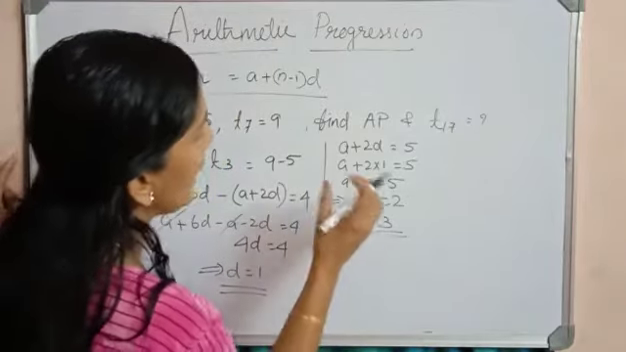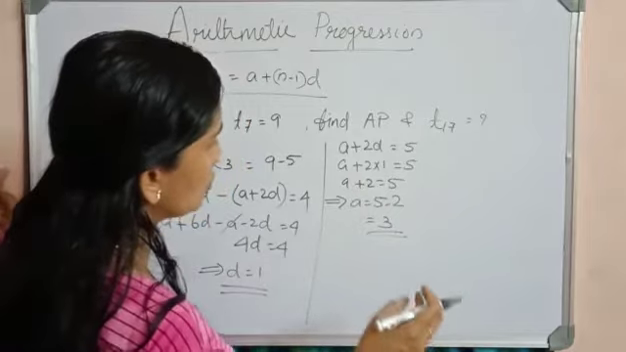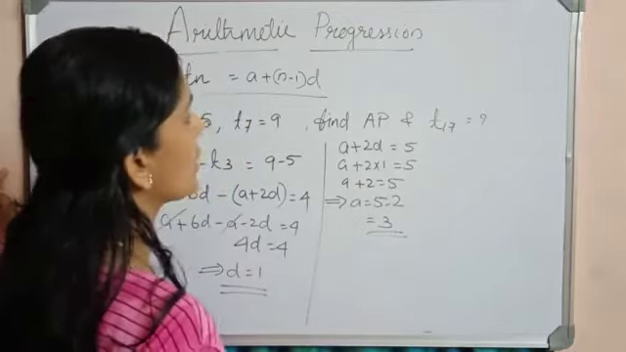Now we need to find the AP. AP means you need to find T1, T2, T3, T4. That is 3 to 4 terms you need to find.